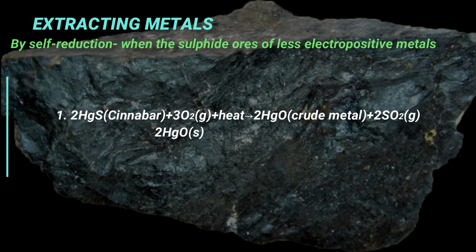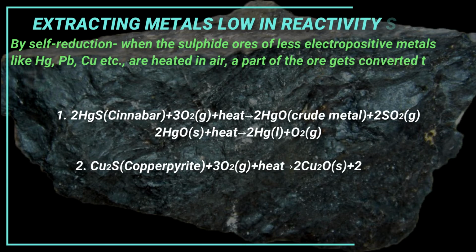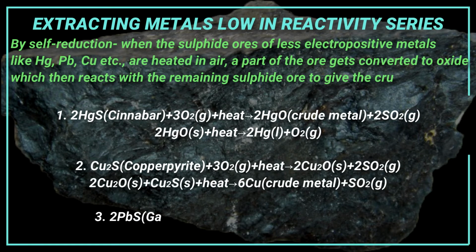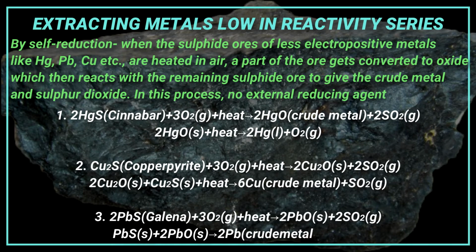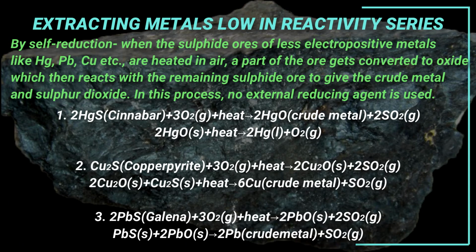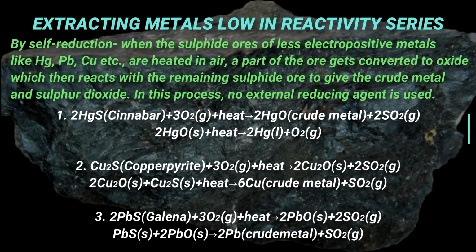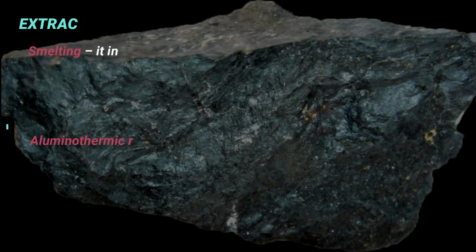Extracting metals low in reactivity series. By self-reduction, when the sulfide ores of less electropositive metals like Hg, Pb, Cu, etc. are heated in air, a part of the ore gets converted to oxide, which then reacts with the remaining sulfide ore to give the crude metal and sulfur dioxide. In this process, no external reducing agent is used.